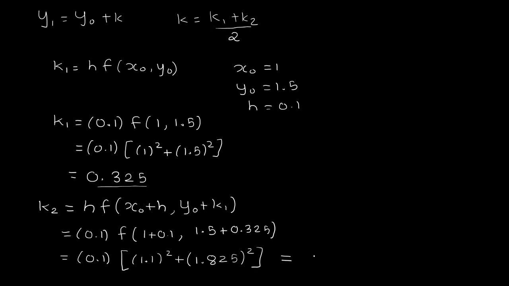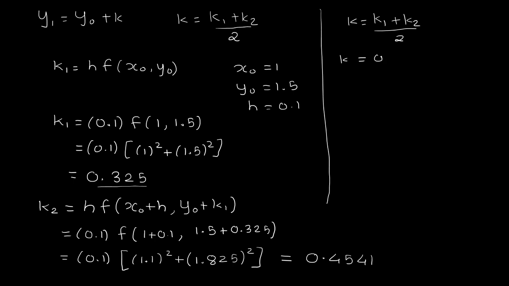Now when you compute this, it will come to 0.4541. So I have now found my k1 value, I have found my k2 value, for this first iteration. Now my k value will be given by the average of these two. So the next step will be finding the k value. K value is k1 plus k2 upon 2.